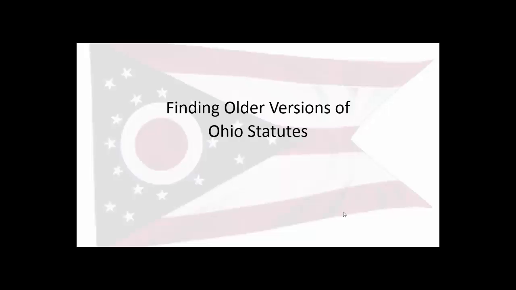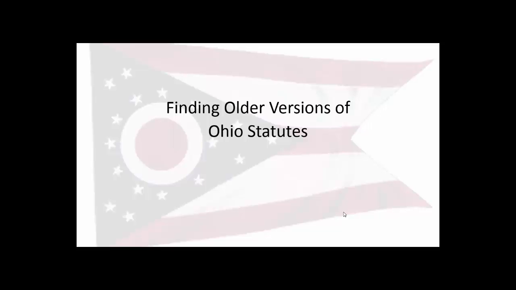Finding older versions of Ohio statutes. Sometimes when you're researching a legal issue, what's going to apply is an older version of an Ohio statute. For example, in a criminal case, the crime may have occurred before the current version of the Ohio statute became in force. So you're going to have to find whatever the older version is and apply that to your client.